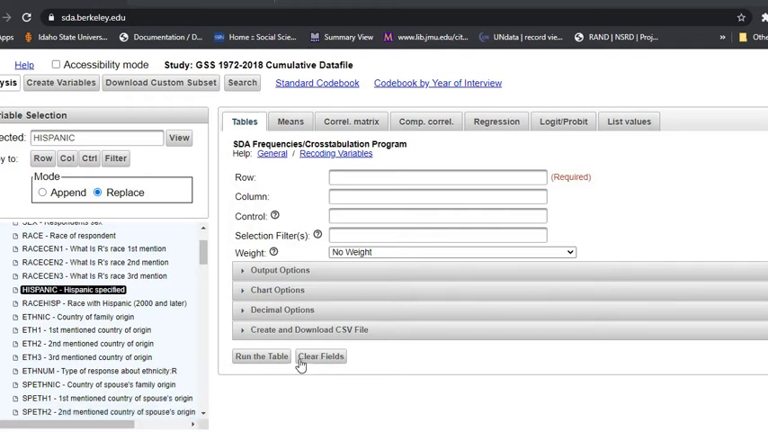And so we can use this tab here where it says tables to look at what's called a cross-tabulation table, or crosstab for short, to see if two variables, two questions, are connected to each other.